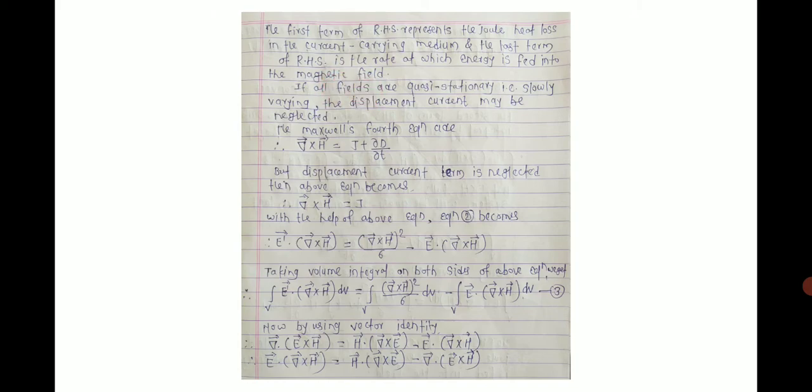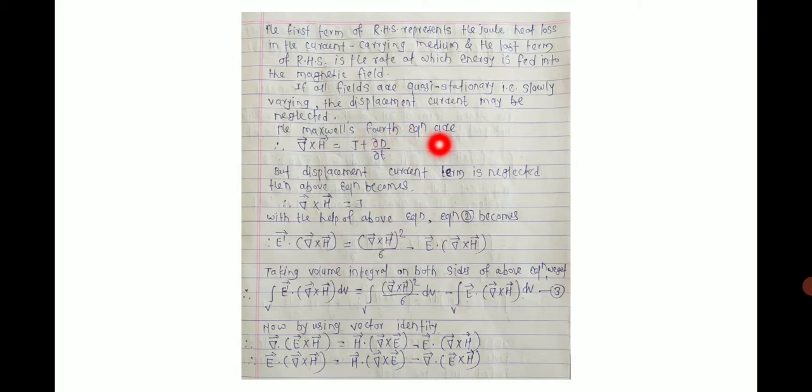Okay, but we will see the relation if all fields are quasi-stationary. We will obtain the energy relation in the quasi-stationary system. It means if all fields are quasi-stationary, that is, slowly varying, the displacement current may be neglected. So this displacement current term will be neglected because all fields are quasi-stationary.